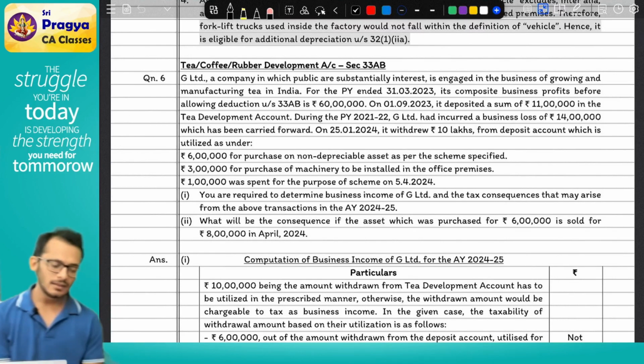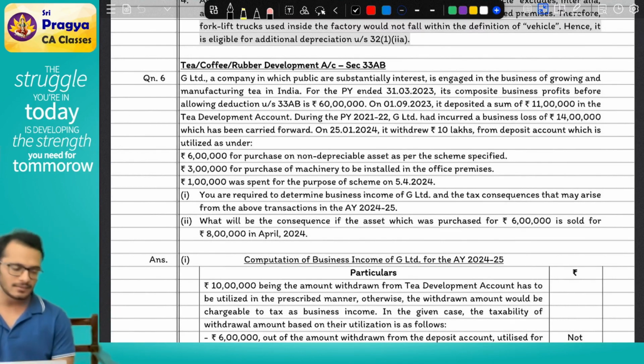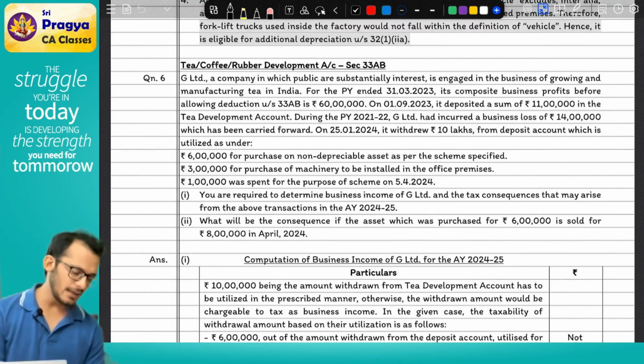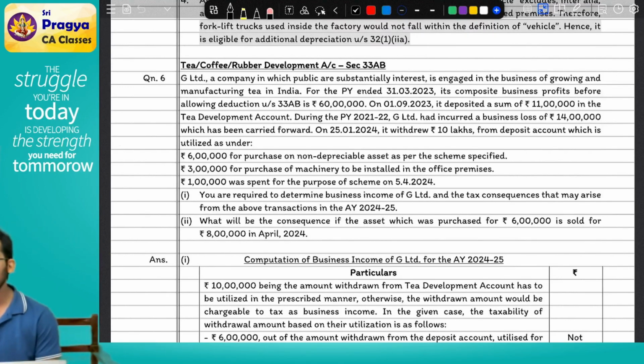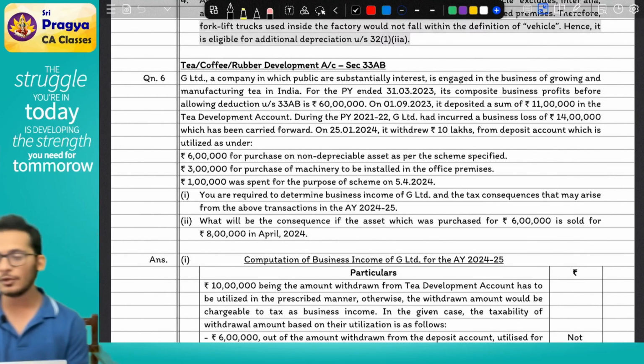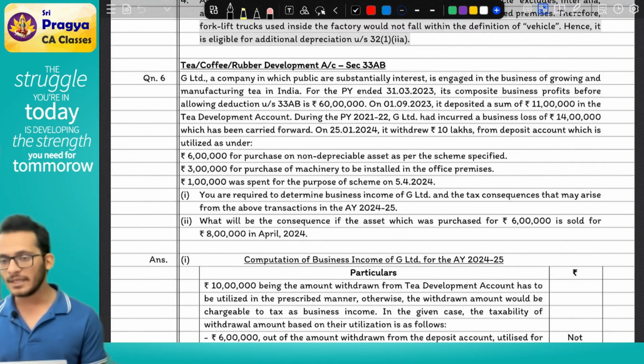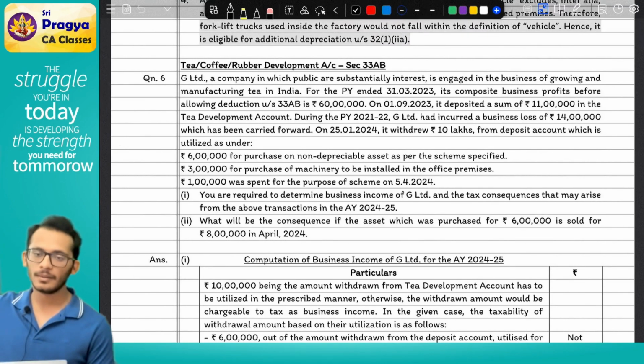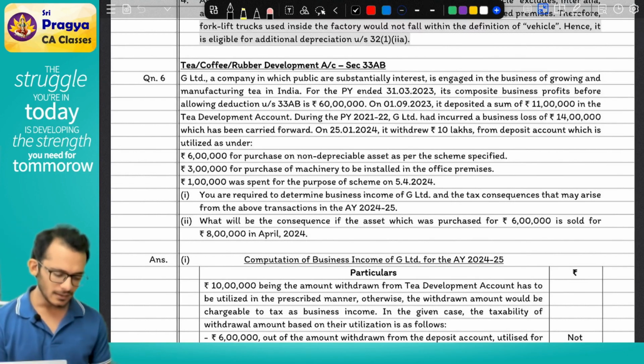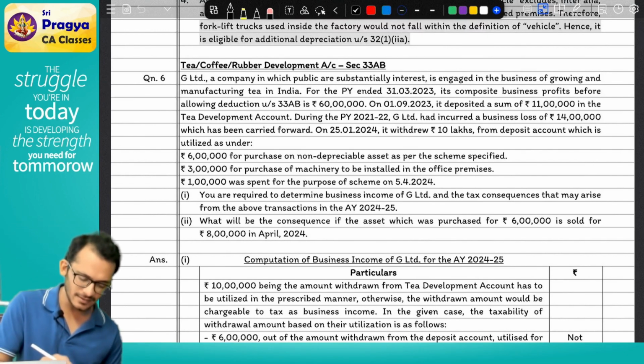On 1st September 2023, it deposited 11 lakhs in the tea development account. I told you if you want to deposit, you have to deposit by 30th September of the assessment year. Has he deposited by 30th September? Yes. He has deposited by 30th September. I don't think this is 23. I think it's 24. Change it.